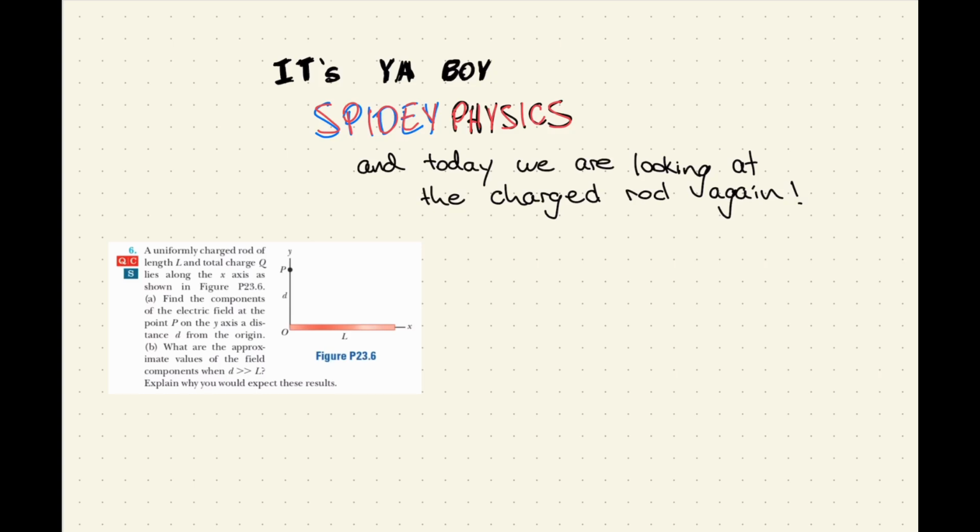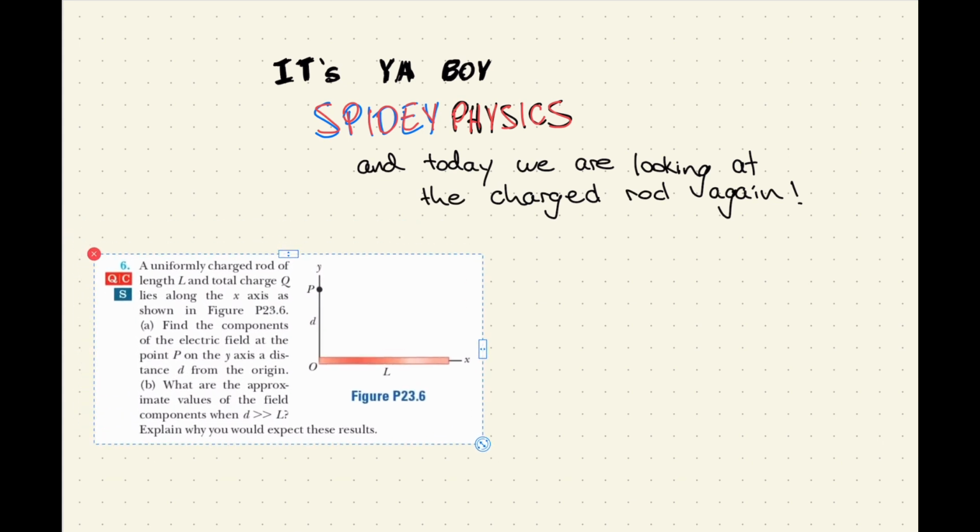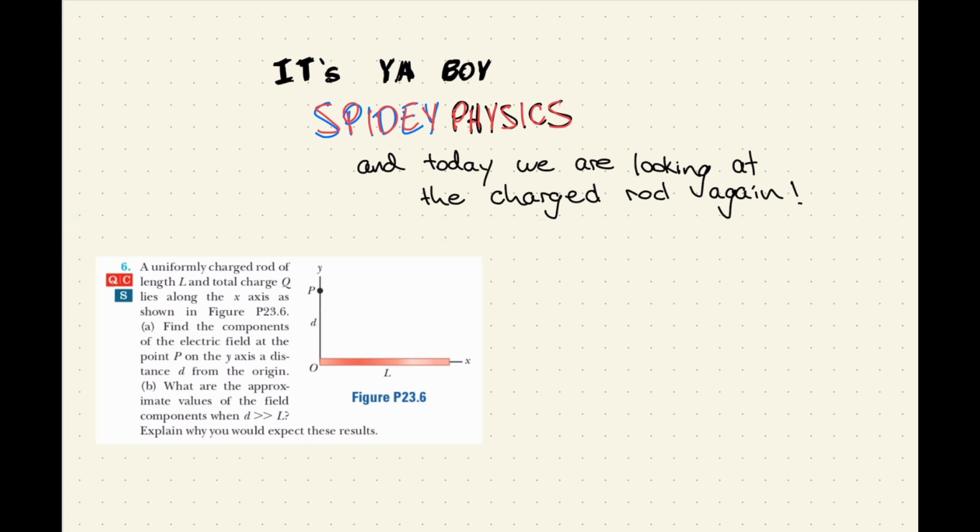Today we're going to run this charged rod question. It is question number 6 in chapter 23 of the book that I was talking about earlier in this channel. And we are going to copy this. You could see over here on the side it says QC. I think this means quantitative and calculate or something like that.